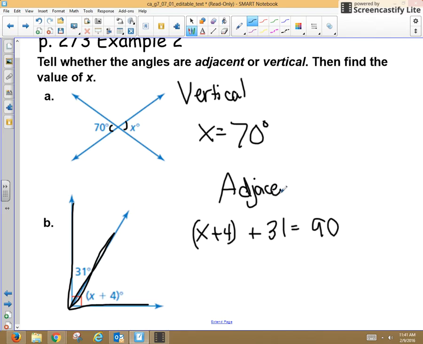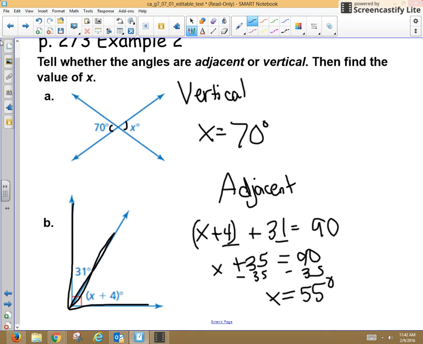And when I add these up, I can combine the like terms. 31 plus 4 is 35. I cannot combine x plus 35, so I leave it. That equals 90 degrees. Solve, so isolate your variable x. And when we subtract for number 2b, we get x is equal to 55 degrees. And when you add those up, it will equal 90.